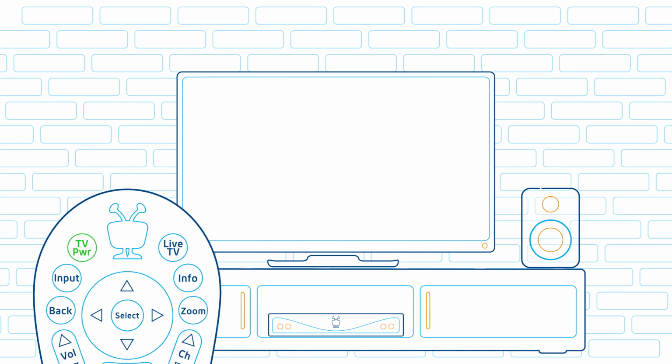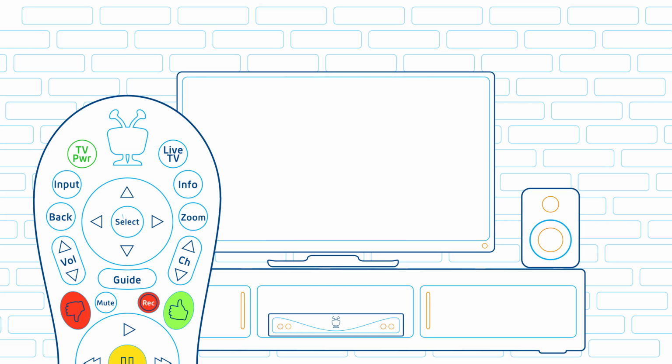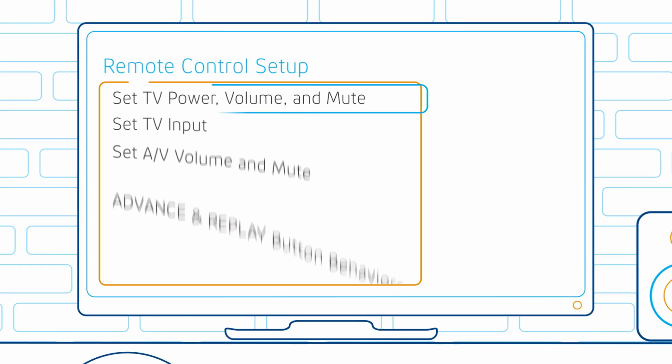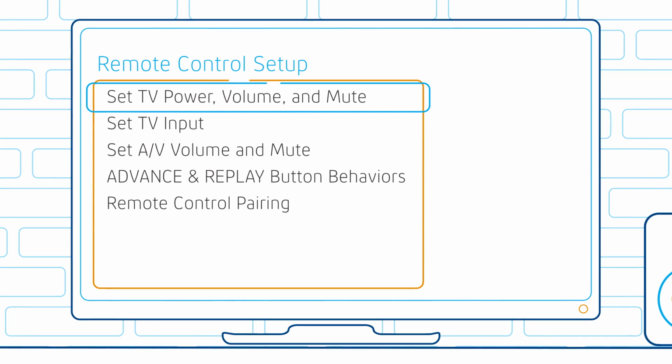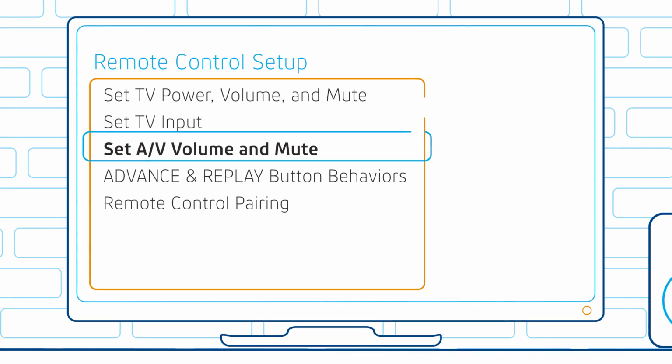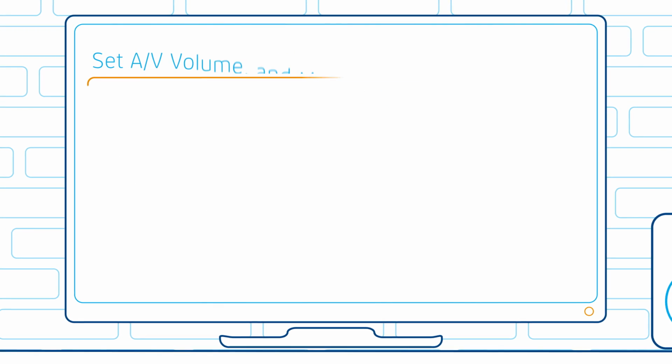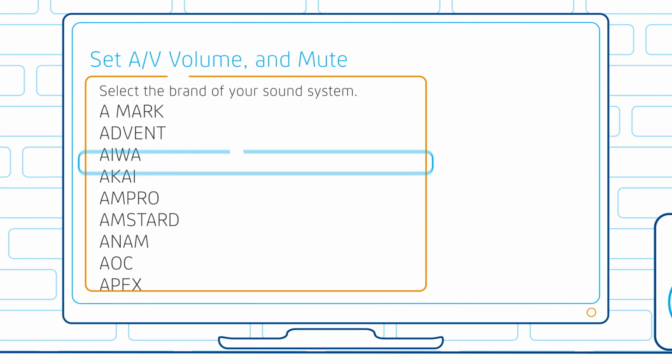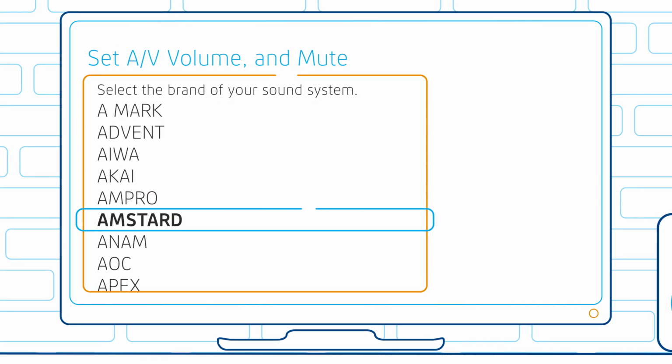Next, if you have a sound system, press the left arrow twice to return to the remote control setup screen to program the sound system on your TiVo DVR. Choose Set AV Volume and Mute. Then, select your sound system's brand from the on-screen list.